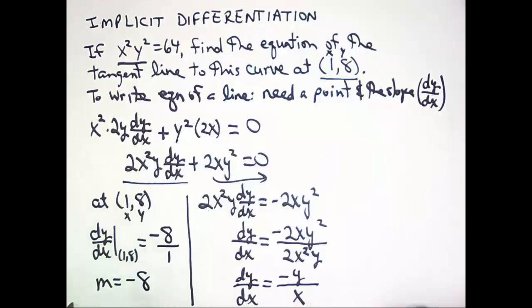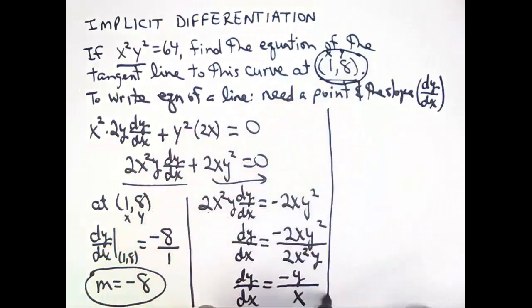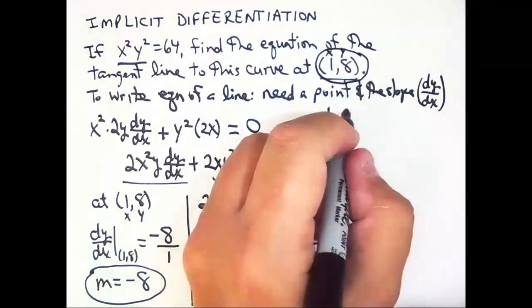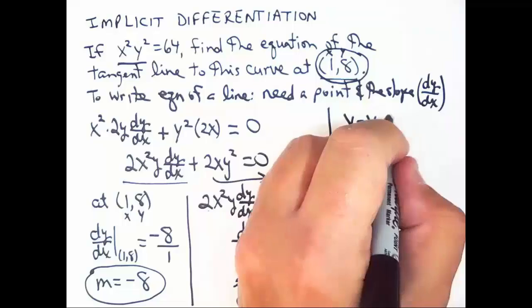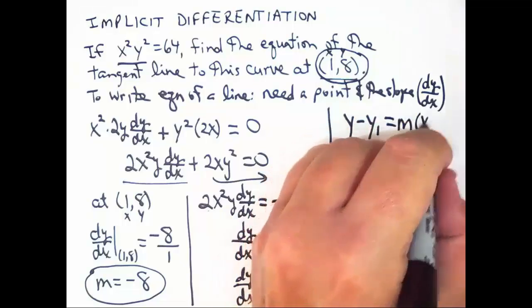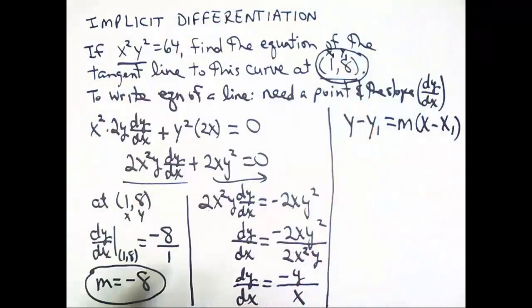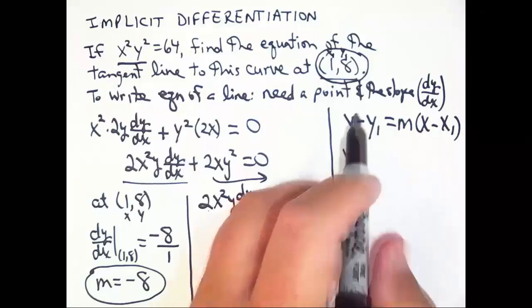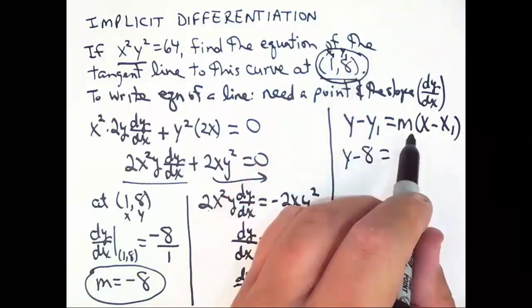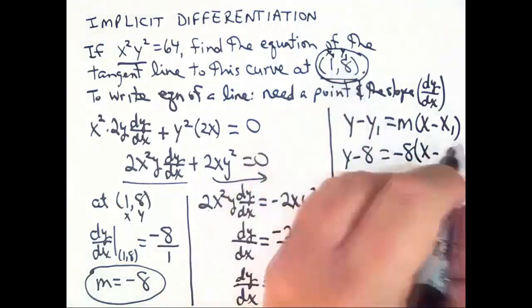So now I have the slope of the line and I have the point on the line. Once I have that, I can find the equation of the line in what's called point-slope form. The point-slope form of a line is y minus y1 equals m times x minus x1. This is the point x1, y1, and this is the slope. So if I plug those numbers in, I get y minus 8 is equal to m, which is negative 8, times x minus x1, which is 1.